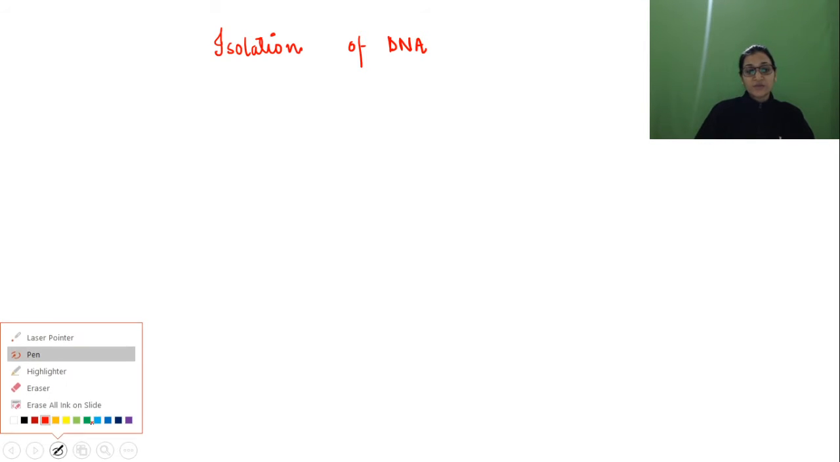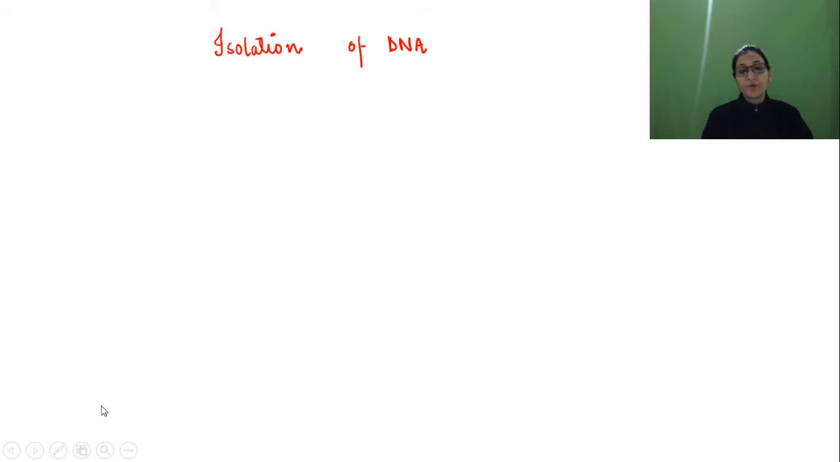Let us begin with the topic of today, that is isolation of DNA and isolation of RNA. So first of all, we'll be talking about the isolation of DNA. DNA isolation is a process of purifying the DNA from the sample using a combination of physical and chemical methods. So isolation of DNA is nothing but purification of DNA by physical and chemical methods.